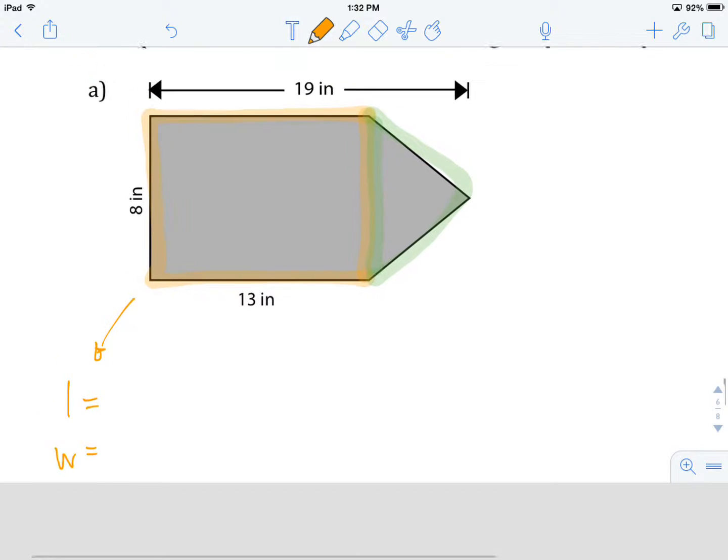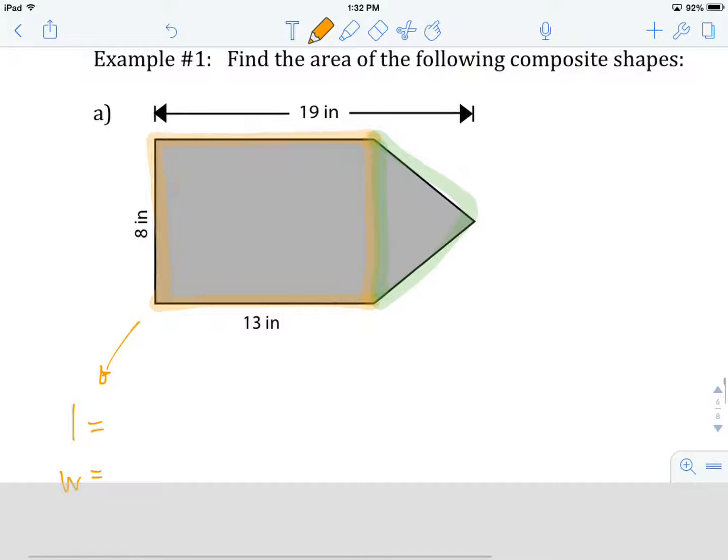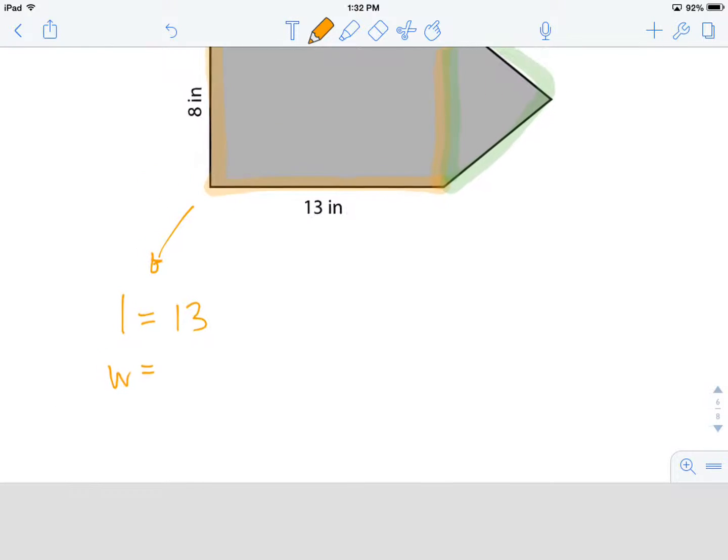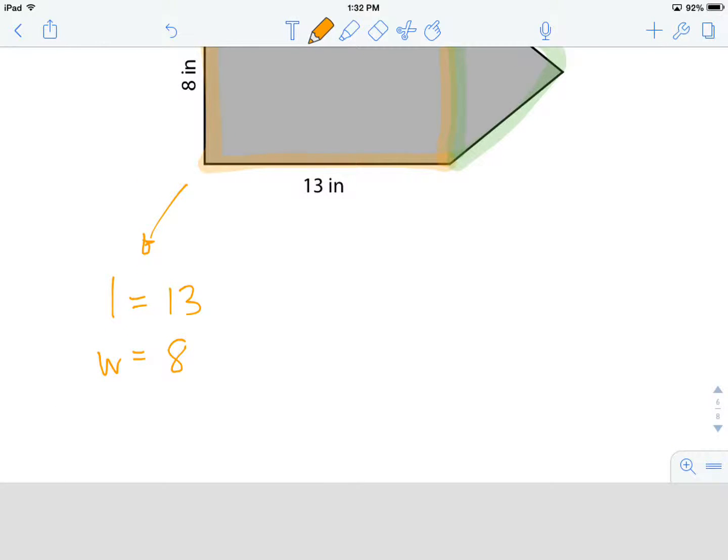So the length of this particular rectangle, now you'll be tempted to look up here at the 19, but please don't be distracted by the 19. The 19 is actually all the way from the bottom of that rectangle to the top of the triangle. That's not the one we want. The one we want is just the side of the rectangle, and that's actually going to be 13 right there. So the length of our rectangle is going to be 13 inches, leaving the width, the perpendicular side, to be 8.